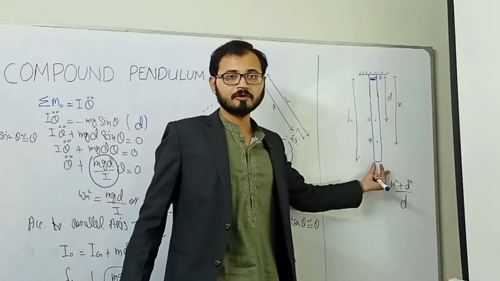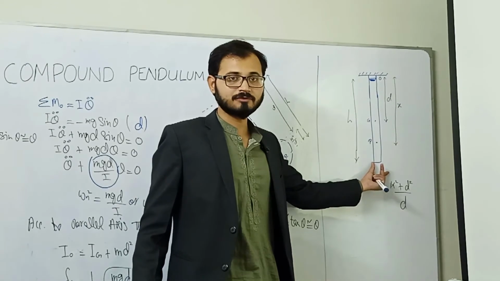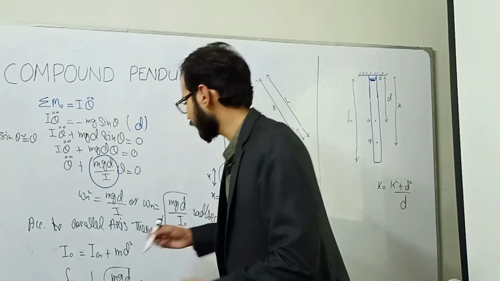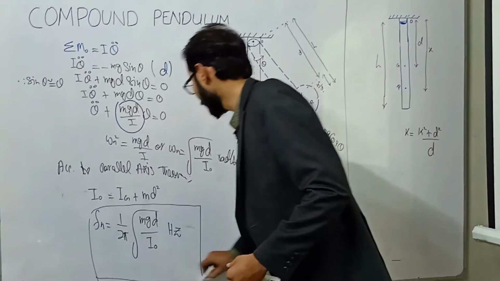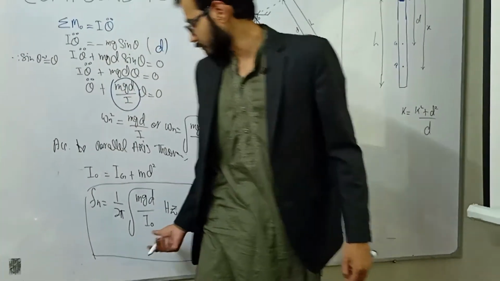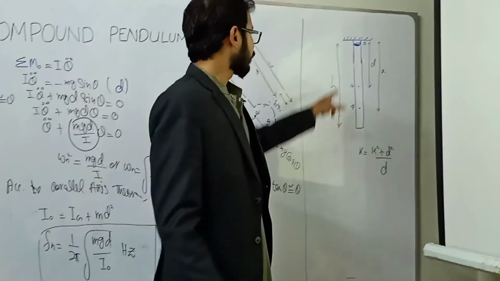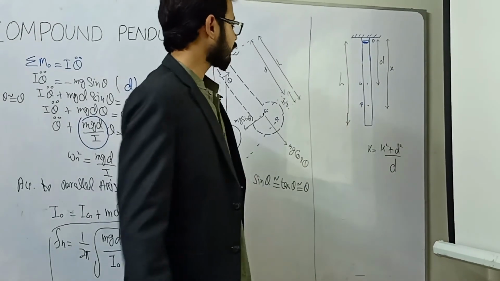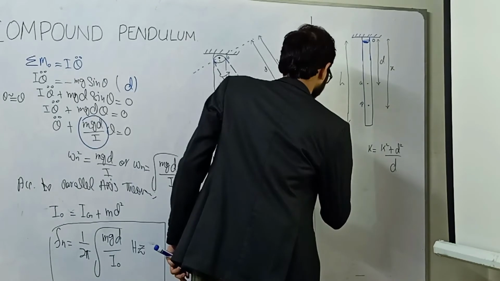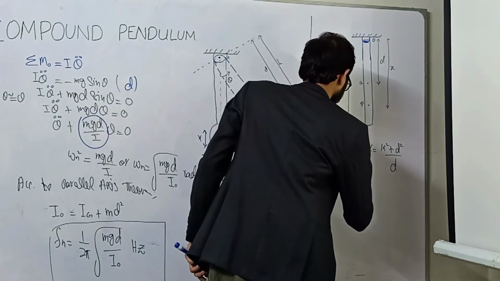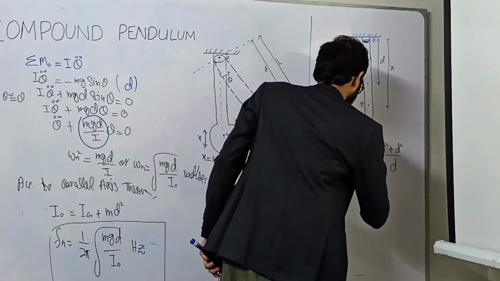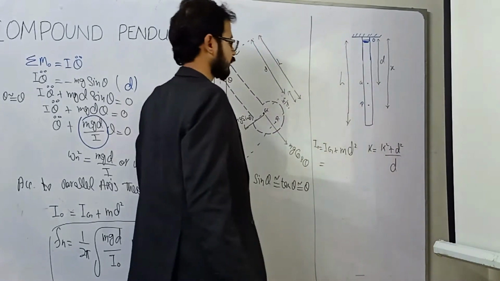Suppose this is a compound pendulum and we want to find its natural frequency. We have derived this formula. We will apply this formula to derive the natural frequency. We need I naught. In order to find the value of I naught, we have I naught is equal to Ig plus md square. What is Ig?